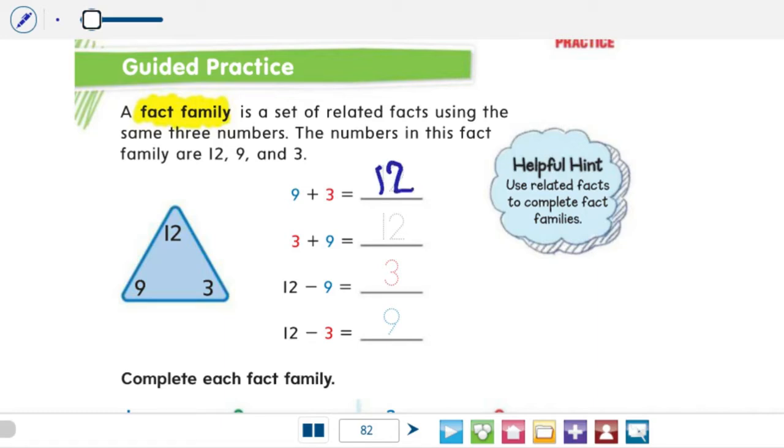Now we can actually switch it up, and we're going to jump over here. So we have 3 plus 9. We're going to start on the right, 3 plus 9, and it's going to equal, we have to use that last number, so we're going to go up, and we have 12 there as well. So 3 plus 9 equals 12.